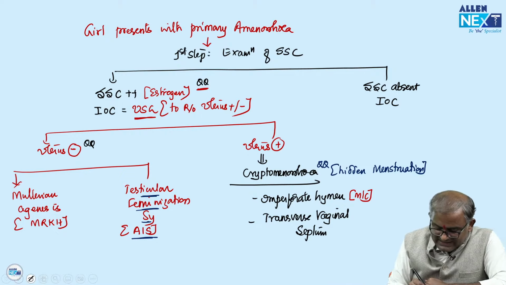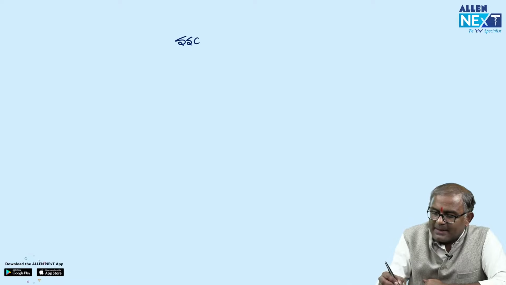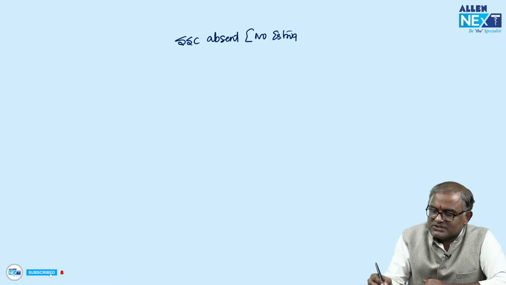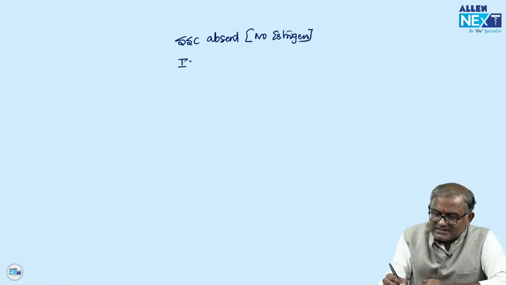Now, when secondary sexual characteristic absent means there is no source of estrogen. Means what is the investigation of choice? You should do FSH.